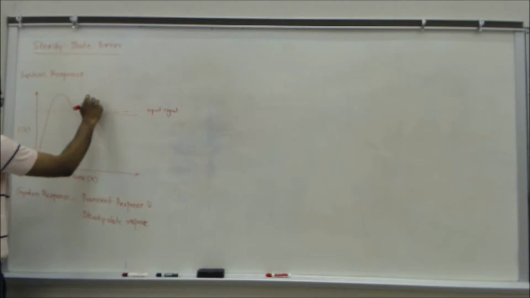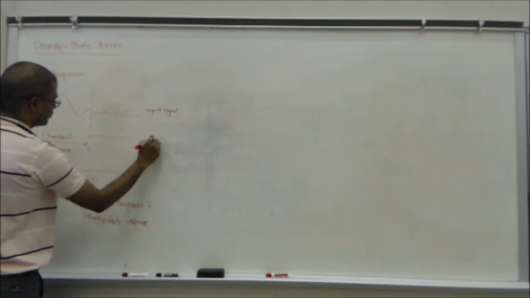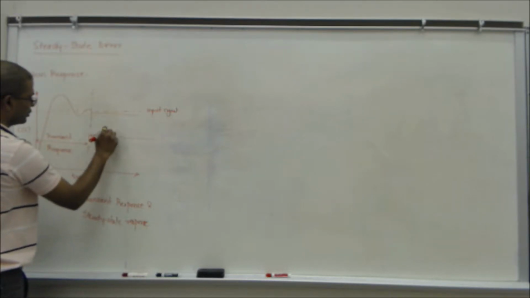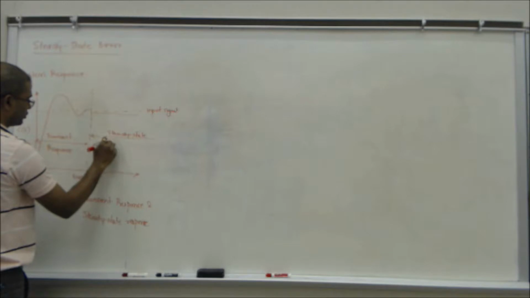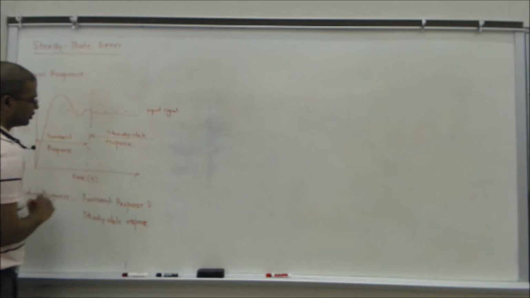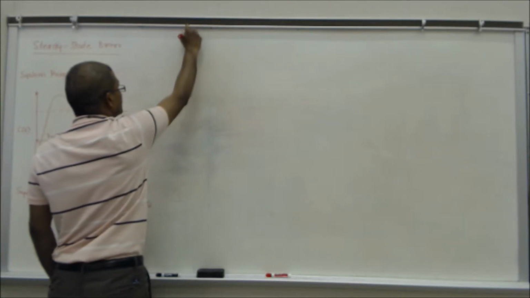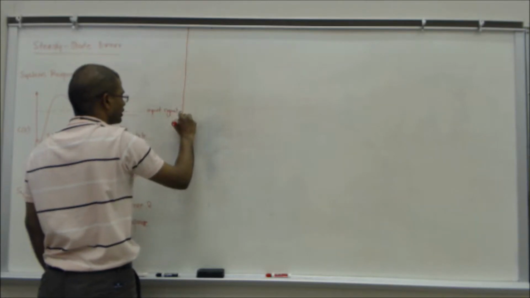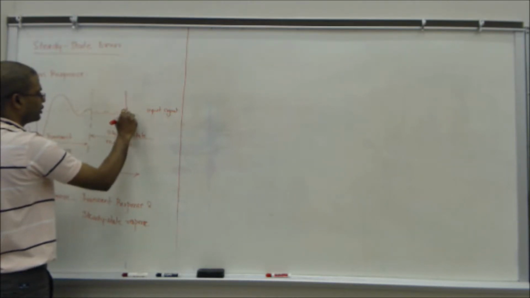So you can say this is the transient region. This is the transient response. And this part is the steady state response. When we are talking about steady state response, the most important characteristic of steady state response is the steady state error. And this is how your steady state error is defined.